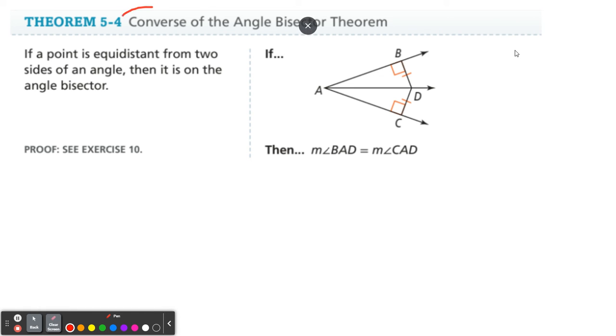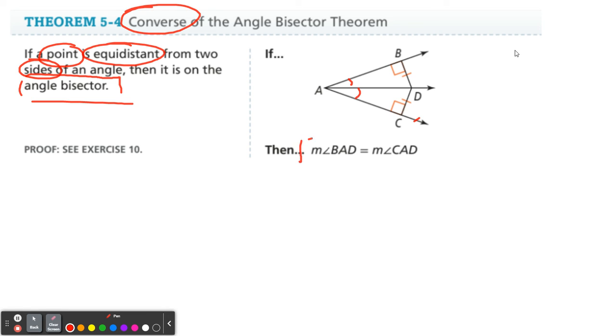Okay, the converse here. Now it says if a point is equidistant from two sides of an angle, then it's on the angle bisector. So if we know that D is equidistant from B to C, which is again the side AB, the side AC, then we know that these two angles must be congruent, BAD and CAD, which means that segment AD is an angle bisector.